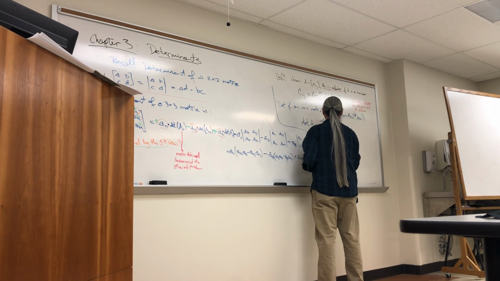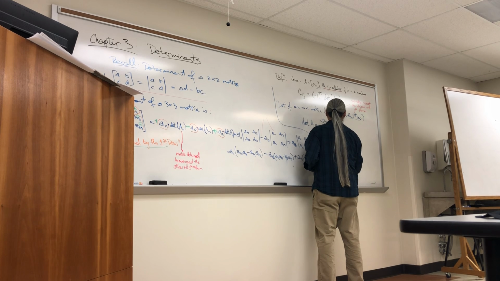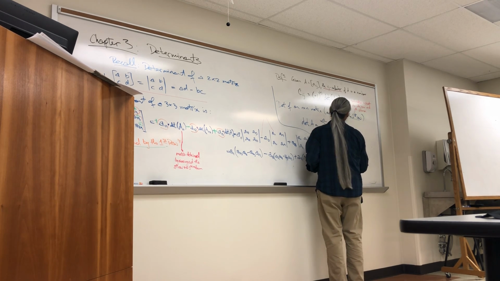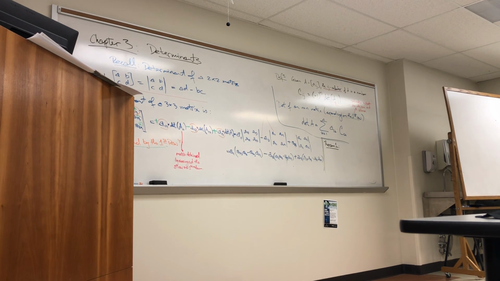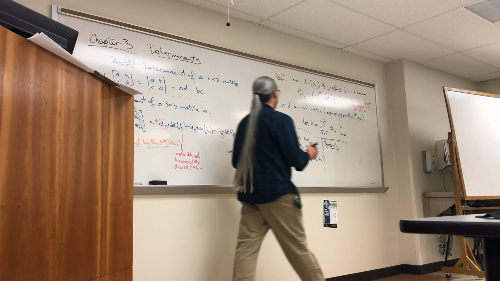And I think this is Theorem 1. I want to be formal here. The determinant of a matrix can be computed by a cofactor expansion across any row or any column. Let's just say that then.